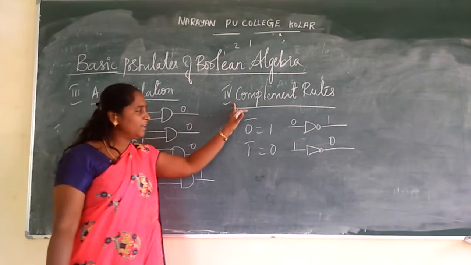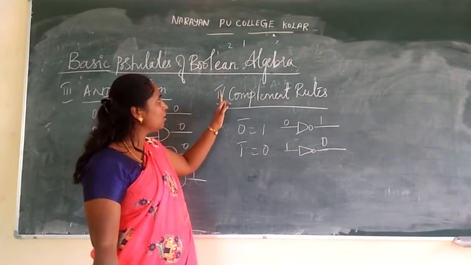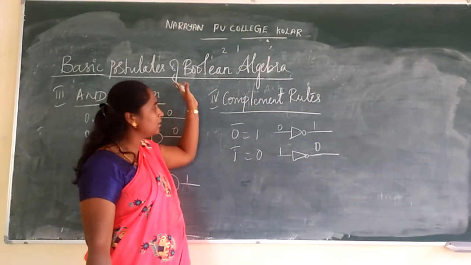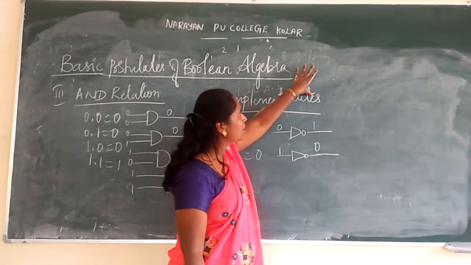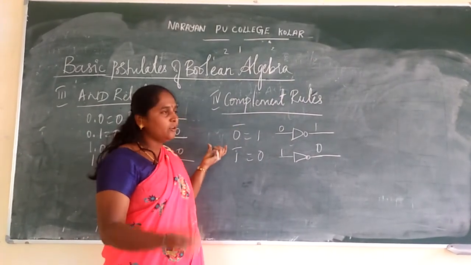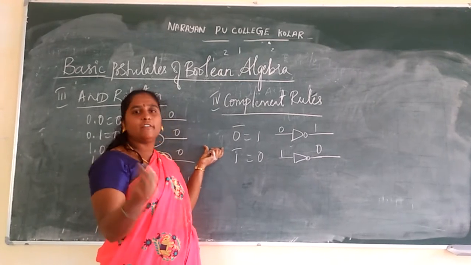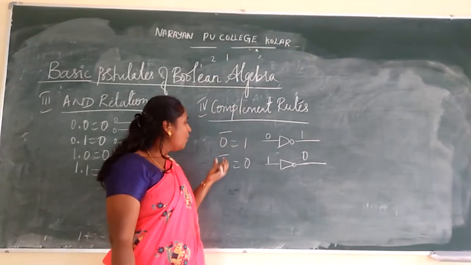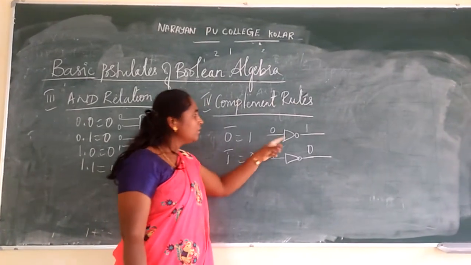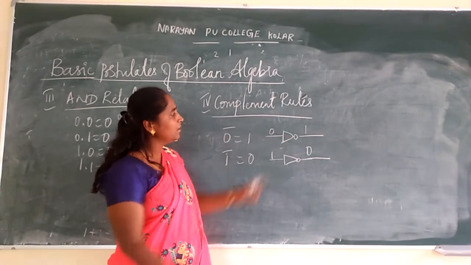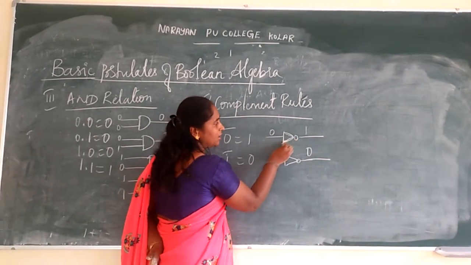Next, the fourth postulate of your Boolean algebra is nothing but the complement rule. That is nothing but your inverse rule. The output produced is always the opposite of your input. 0 bar becomes 1, 1 bar becomes 0. This is nothing but the logic gate of complement. That is nothing but your NOT gate.